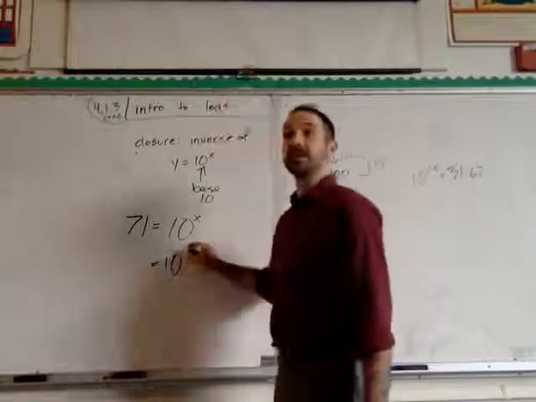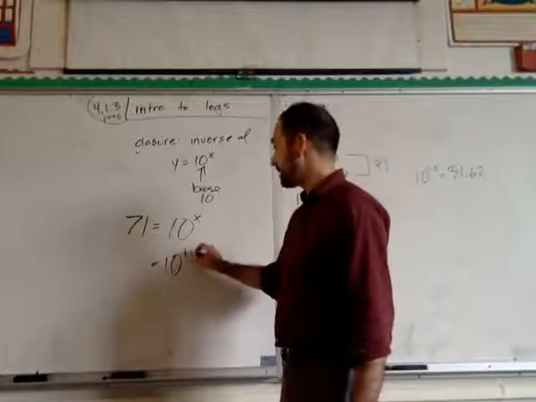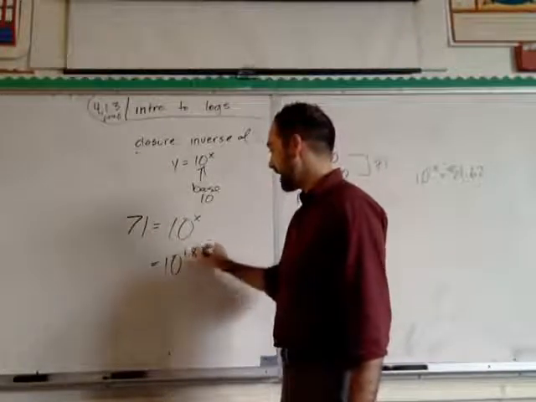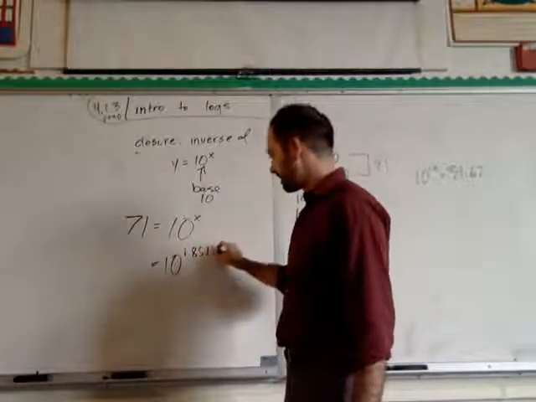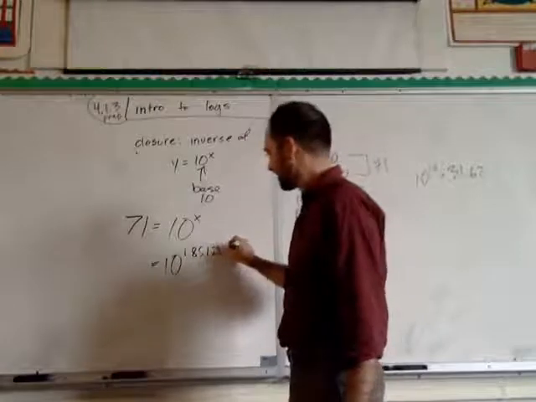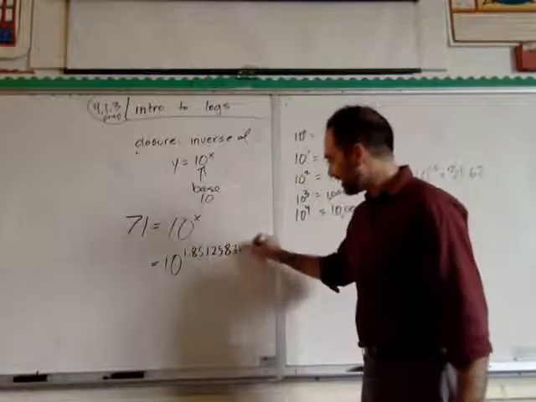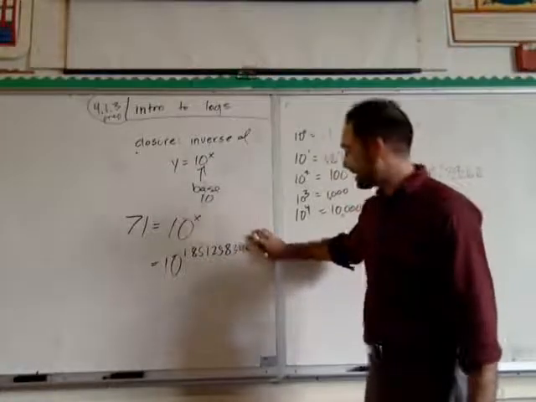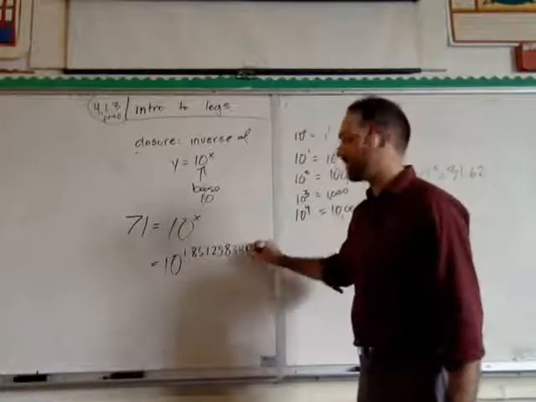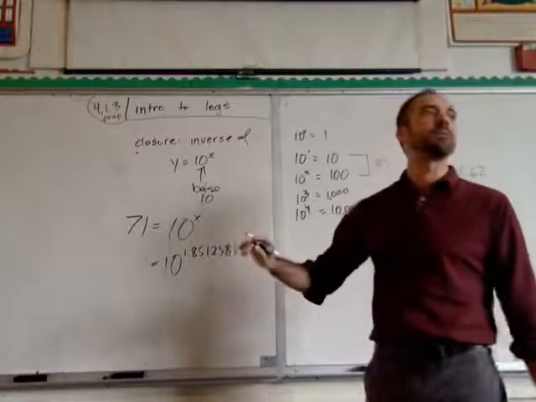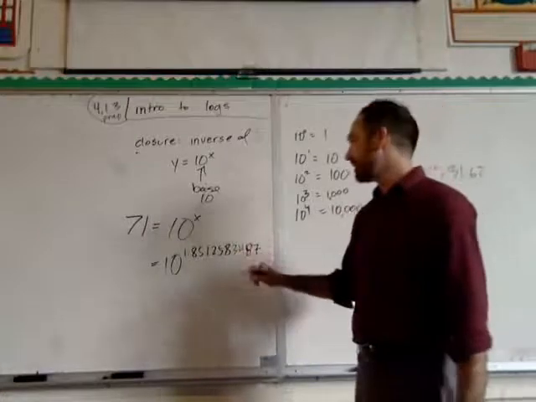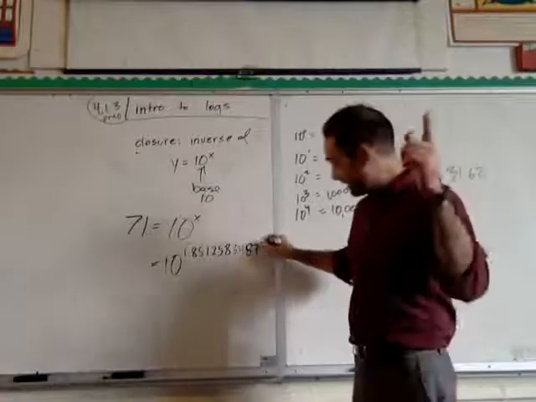Say it together. 1.8, 5, 1, 2, 5, 8, 3, 4, 5, 7. Wait. 8, 7, 3, 4, 8, 7. Don't mess it up on purpose, please. That's an old joke. 3, 4, 8, 7.